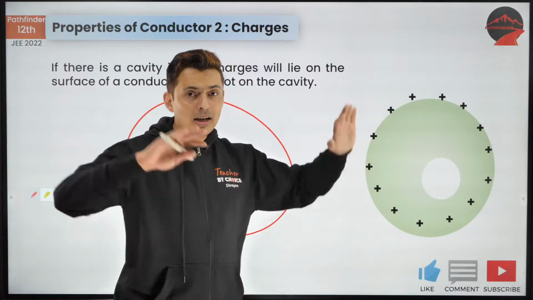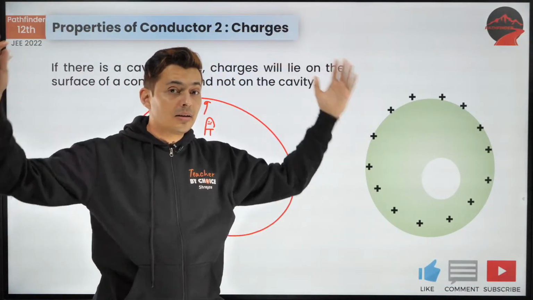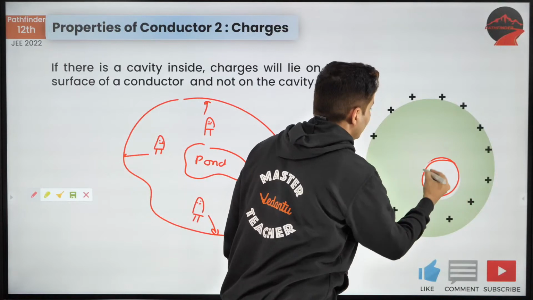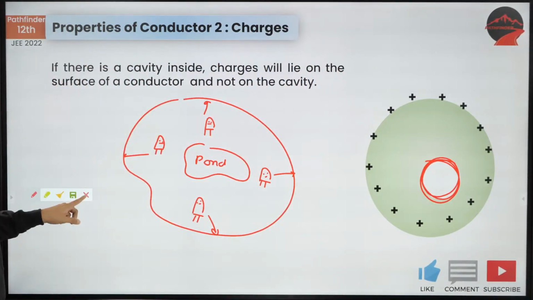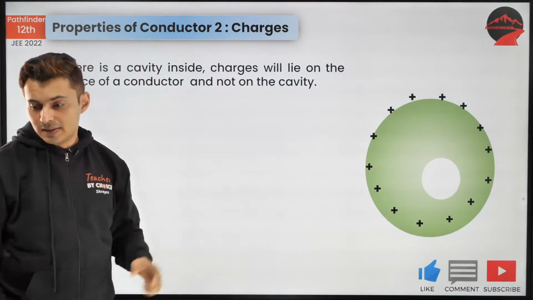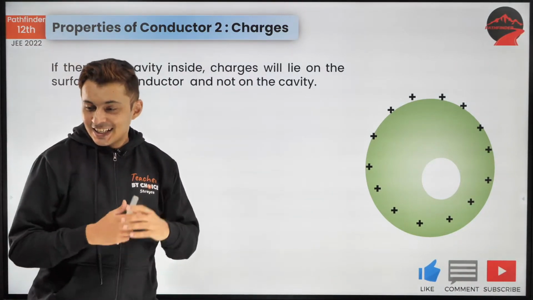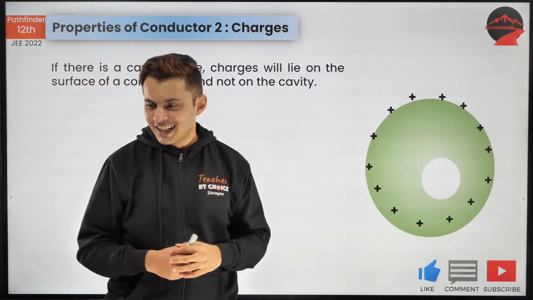These charges will repel and they'll only gather on the complete outer surface, not on this surface. Understand? This surface does not have any charge. So that's what is said. So there is no charge on the cavity. Okay, great. Yes, donut is an example. Correct. Yes.